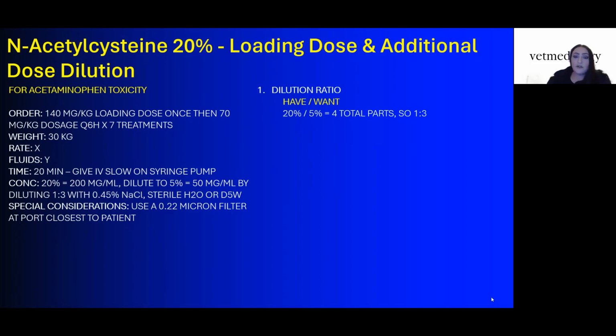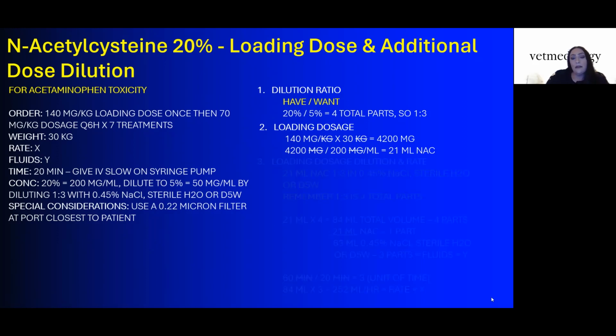So the dilution ratio, have over want. You want to take 20% and divide it by 5%, and that gives you 4 total parts. So 1-to-3 is how you figure out your dilution. Loading dosage, 140 mg per kg times 30 kgs equals 4,200 milligrams. 4,200 milligrams divided by 200 mg per mil equals 21 mils NAC.